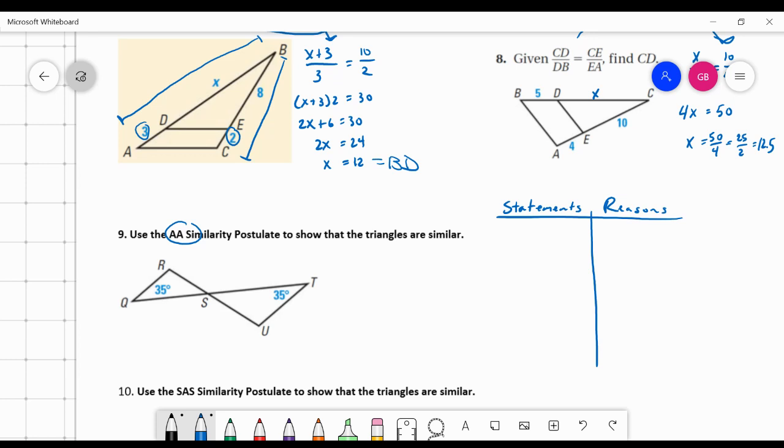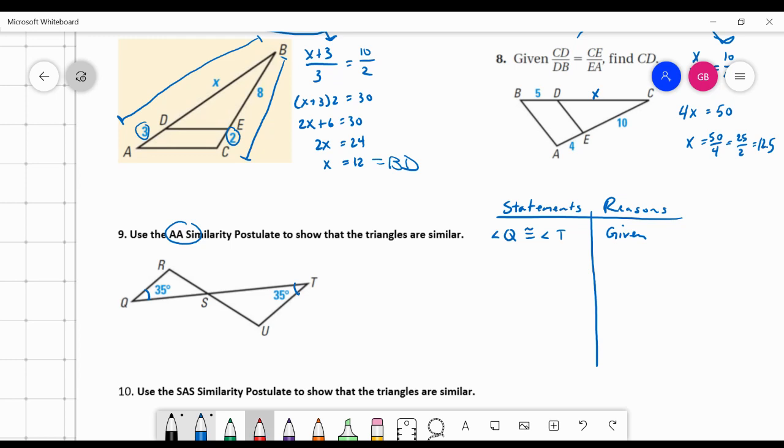Okay, so we could start off with what's given. We could see that T and Q are both 35-degree angles. So angle Q is congruent to angle T. That's given. That's one of the pairs of angles.